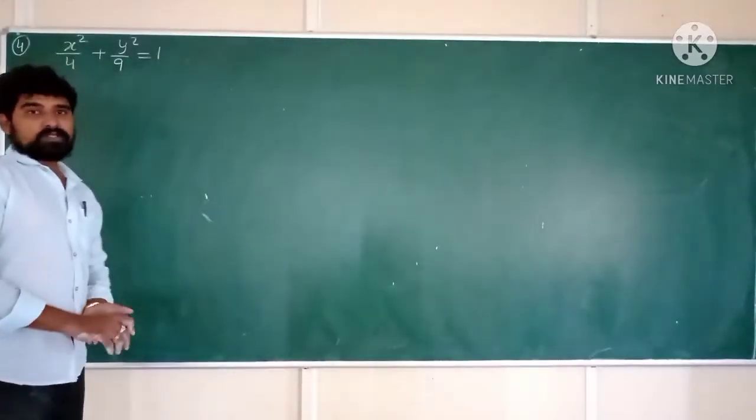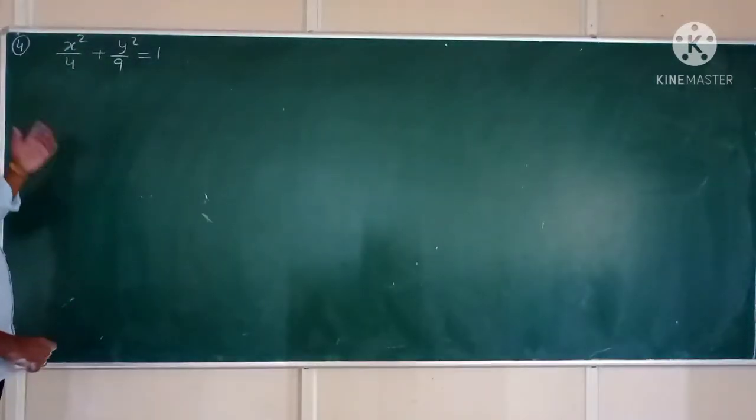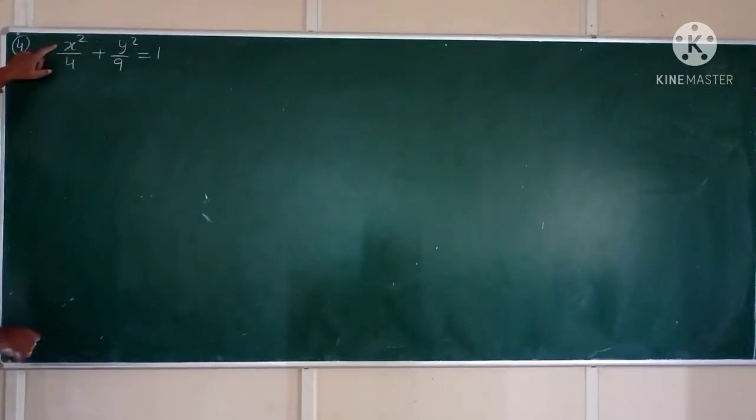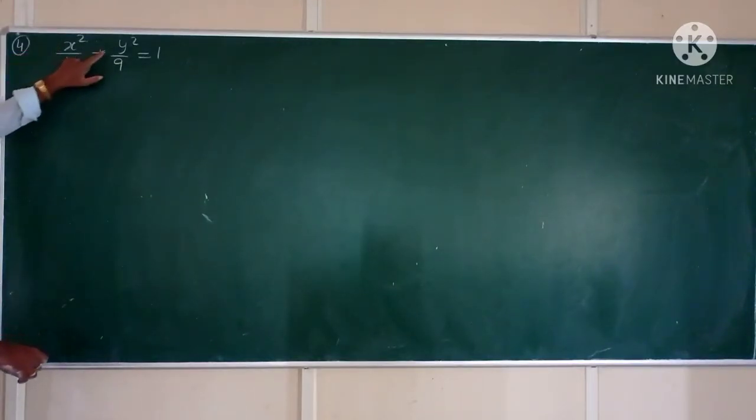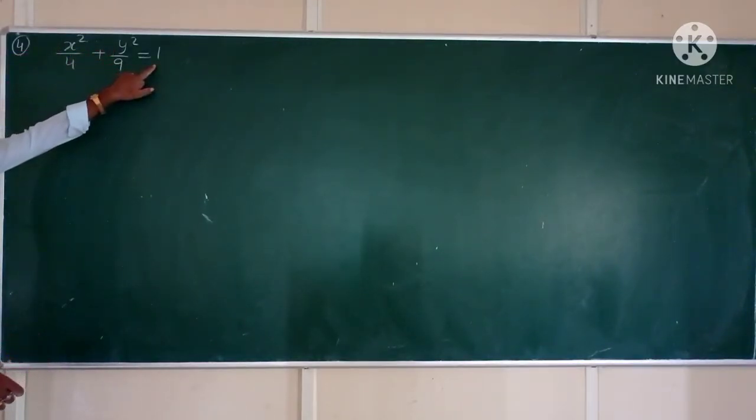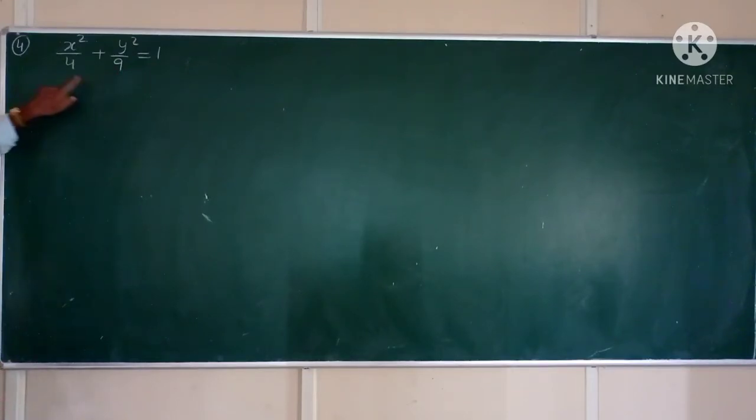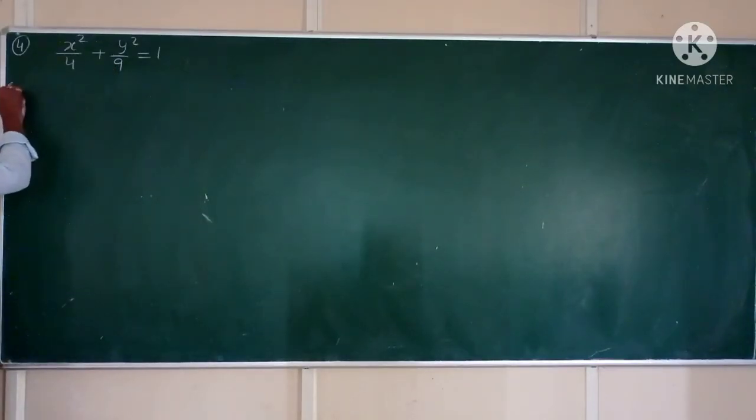So now the fourth question. Find the area of the region bounded by the ellipse x square by 4 plus y square by 9 is equal to 1. Here 9 is greater than 4 and 9 is with y. Therefore, this is a vertical ellipse. Let's start the solution.